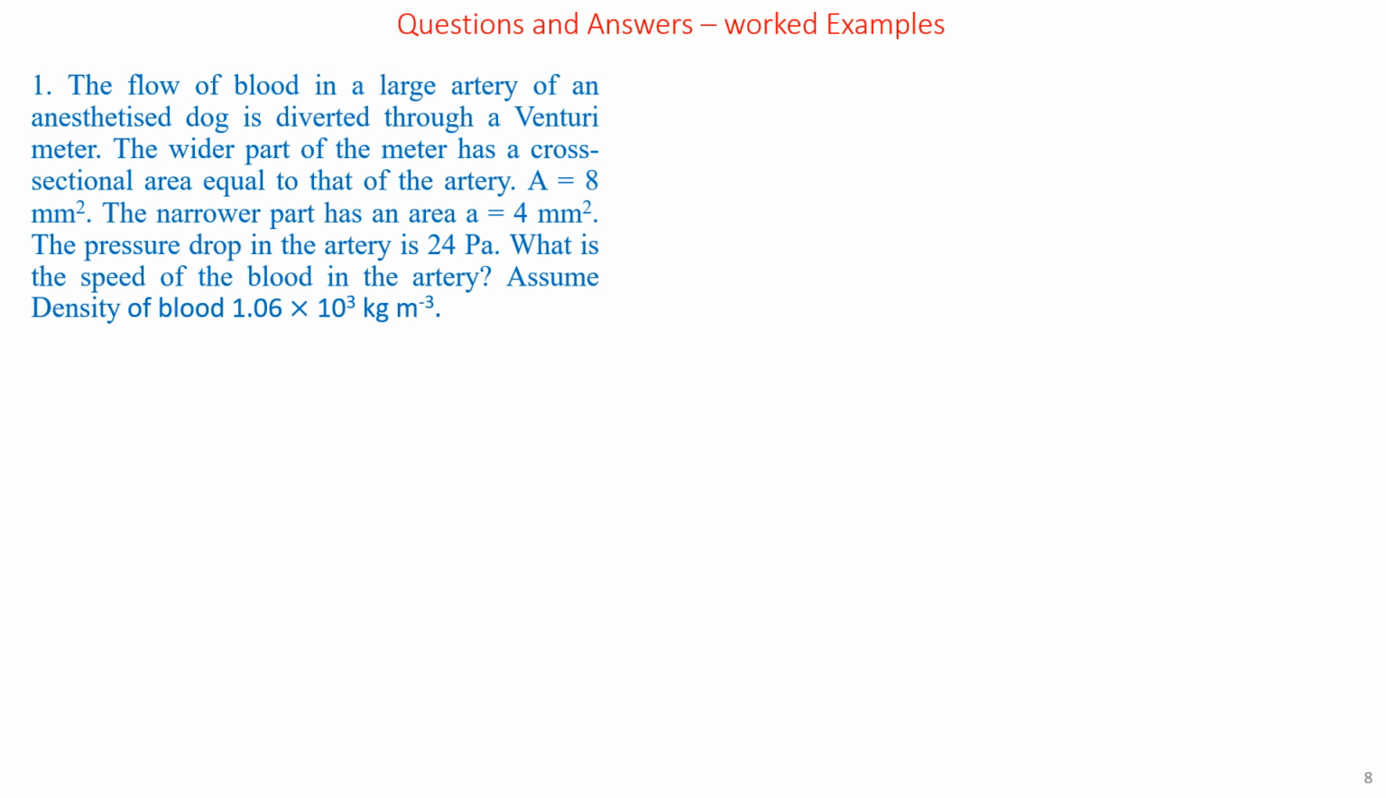So certain quantities are given and we are required to find the speed of the blood in the artery. Let us take up the answer. The ratio of the areas, capital A by small a, is equal to 2.